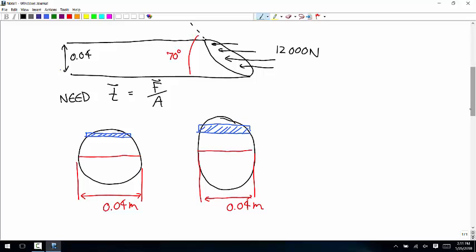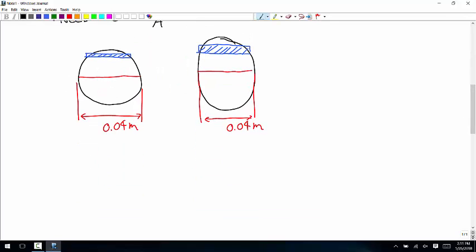So now we just have to figure out how much it's stretched. Here's a side view. We know this angle is 70. Make this a right triangle. This distance is 0.04. We just have to figure out what this distance is.